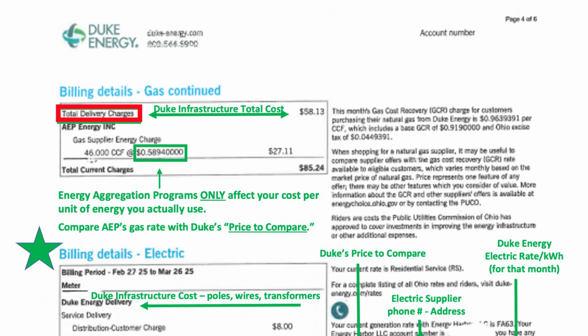It's $58.13. Okay, so that's just the total for the last Duke section. That's just the delivery stuff we looked at. That's not the thing we're comparing to the 91 cents. Right, that's your supply. Okay, let's look at the supply.